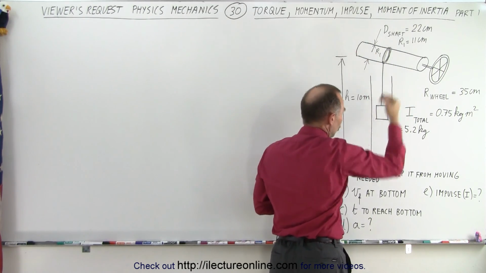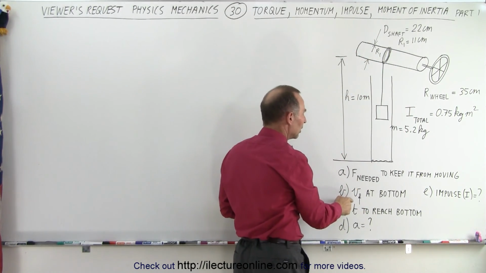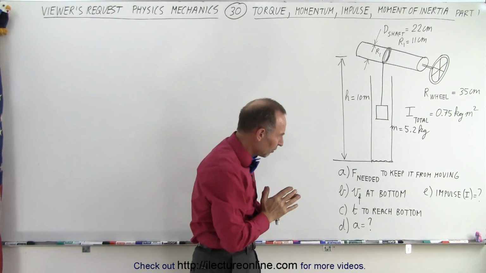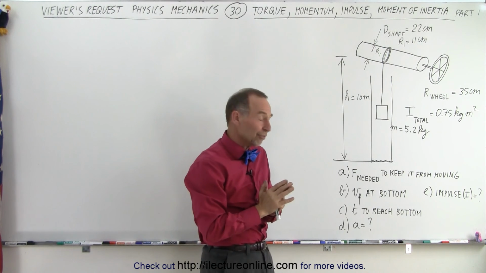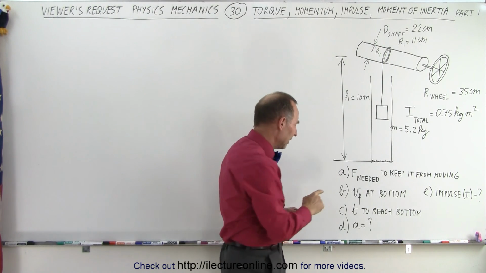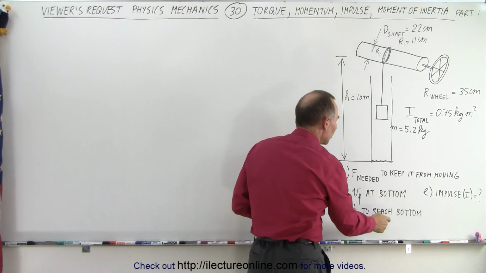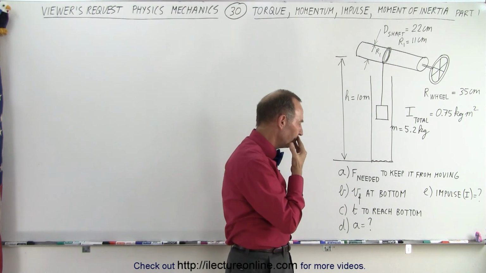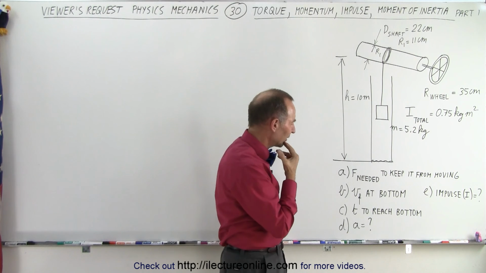So that's going to be a torque problem. The second one is, what is the velocity at the bottom? There are different ways in which we can solve that. It looks like conservation of energy might work here. The next one is the time to reach the bottom. For that, we'll think about how we're going to figure that out.